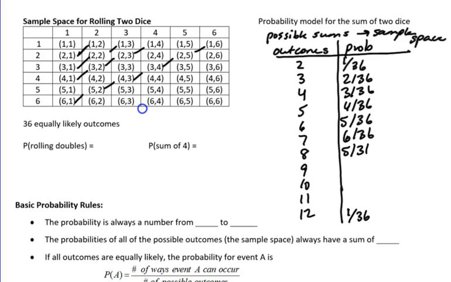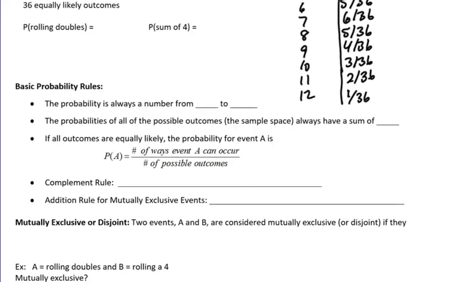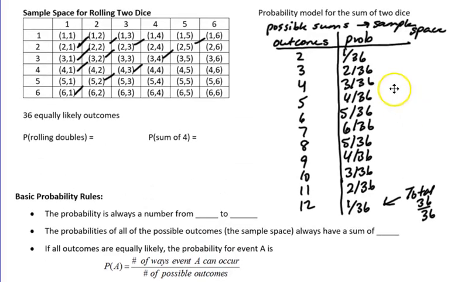And then it goes back down. 5 out of 36 chance for an 8, 4 out of 36 for a 9, 3 out of 36 for a 10, and 2 out of 36 for 11. Now the total is going to be 36 out of 36 because there is a 100% chance that you will roll one of these sums. Okay, so the total probabilities in the sample space must add up to 1.